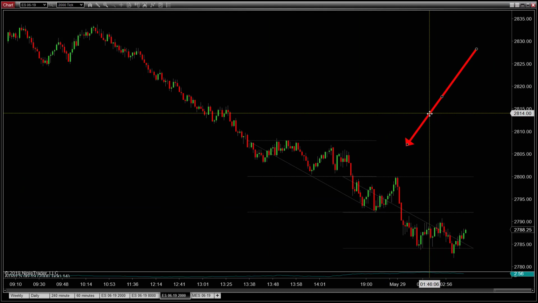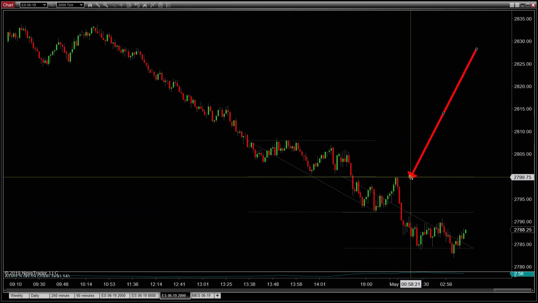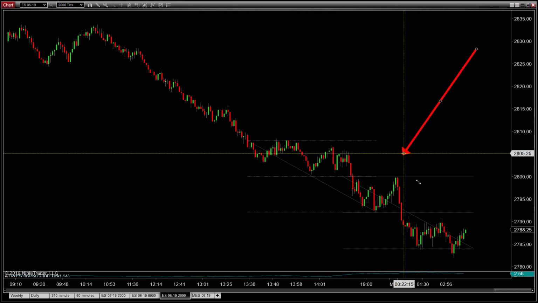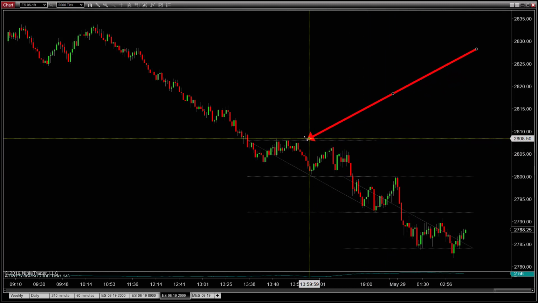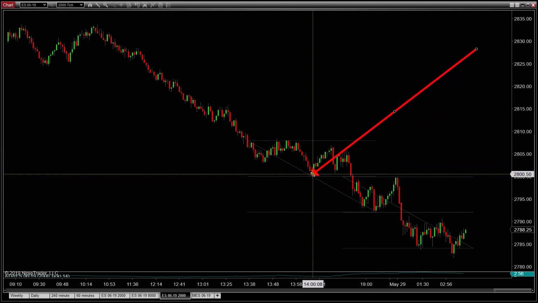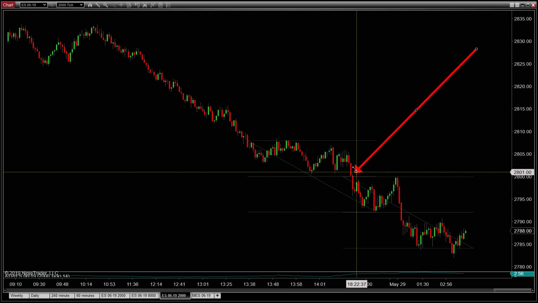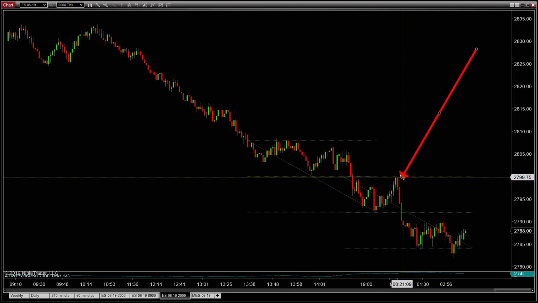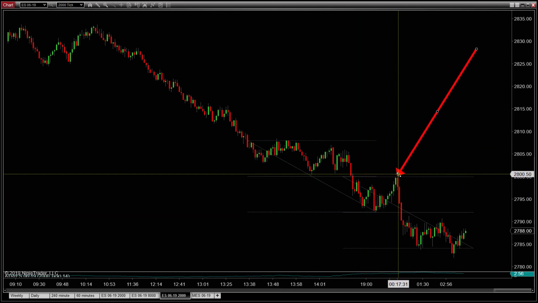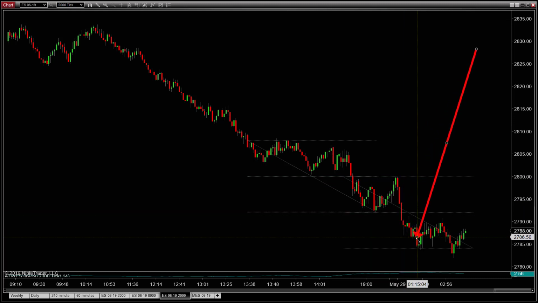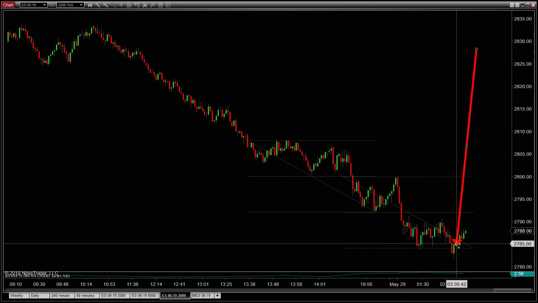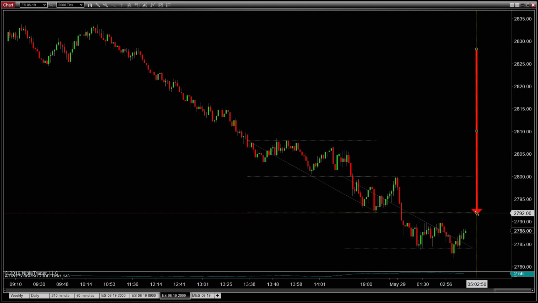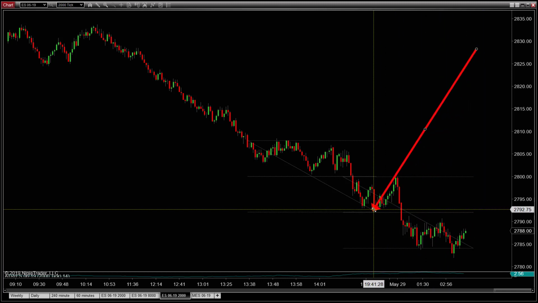On the symmetry here, you had this range, you got 100% range extension when you fell out of this range. It comes back up, touches it perfectly, breaks out of this range, you get 100% range extension here, and now we're just fighting to get back and test the top of this range.